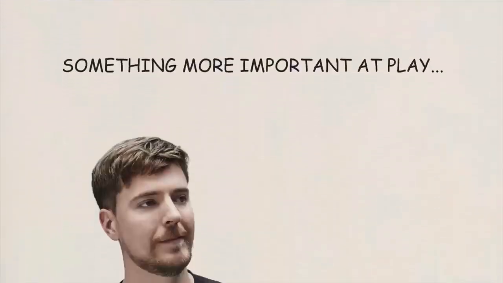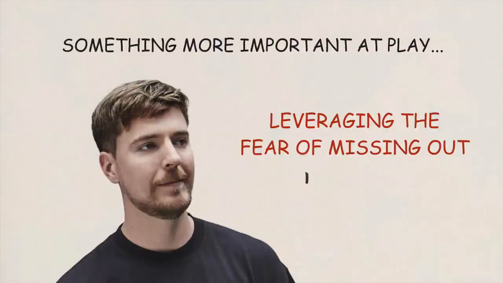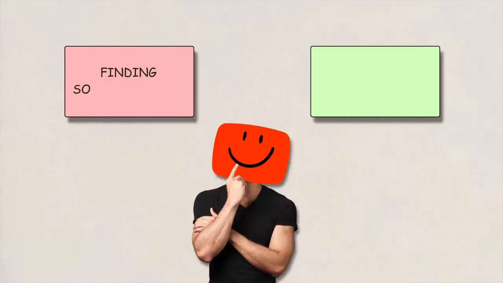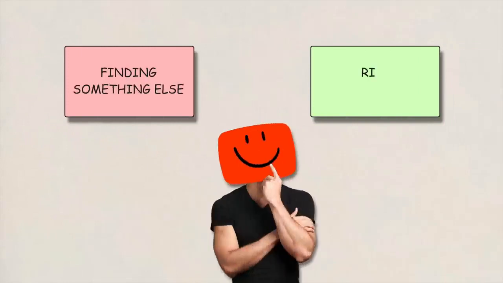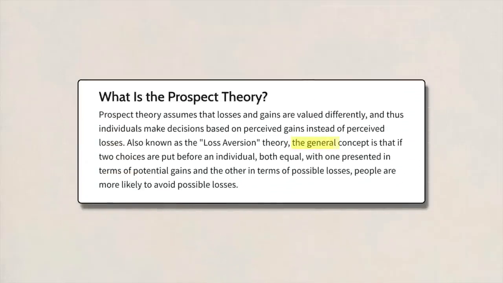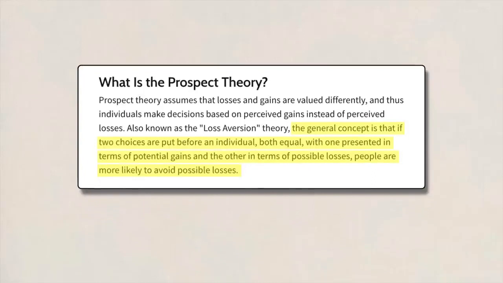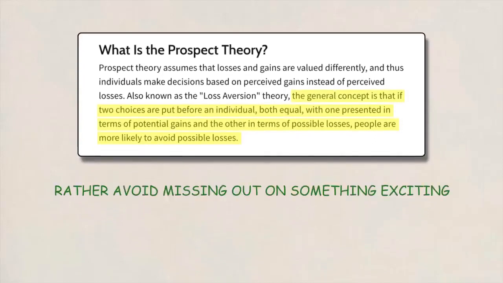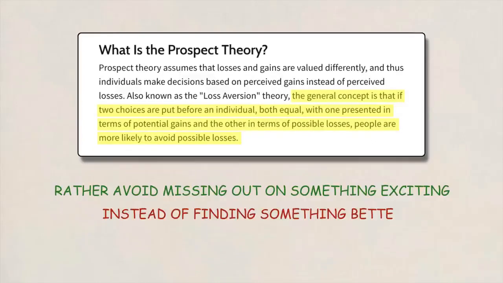But there's also something more important at play here. MrBeast is essentially leveraging the fear of missing out in his favor, switching the viewer's perception of leaving from originally just finding something else to watch, to now risking missing out on something really exciting. And according to prospect theory, people generally choose to avoid risk over acquiring new gains. In other words, viewers would rather avoid missing out on something exciting instead of seeking something else that could be better.